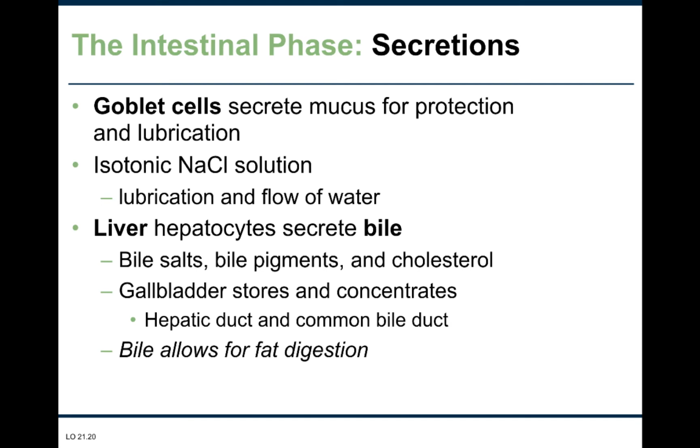Okay. And I just touched on it, but the liver is where our body makes bile. So bile is actually a combination of bile salts and pigments and cholesterol. And the important point about bile is that we absolutely need it in order to digest fats or lipids. Okay.